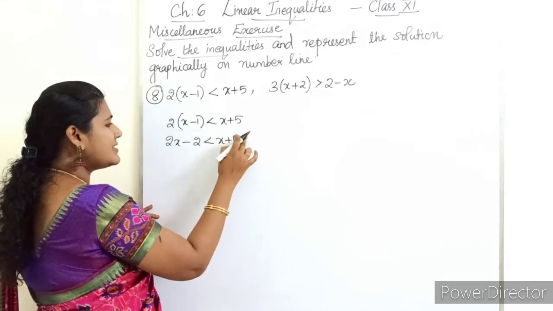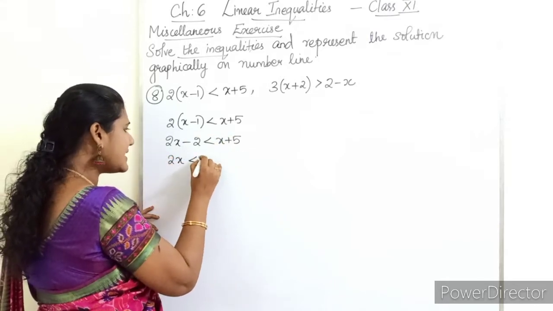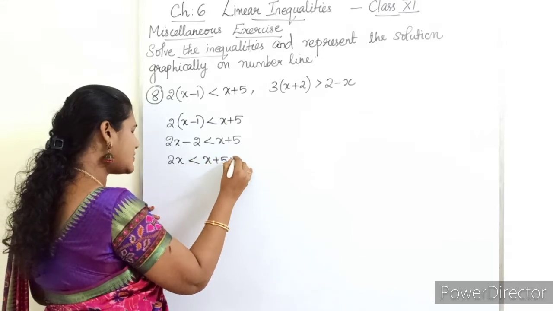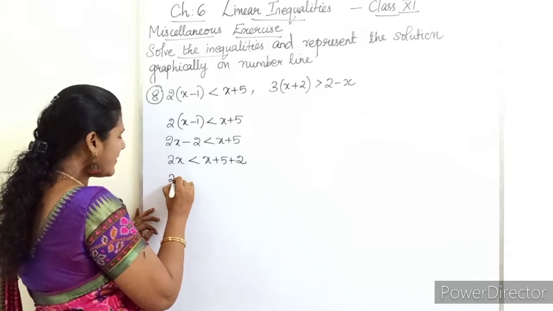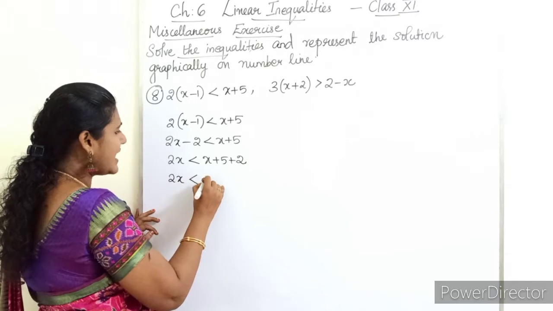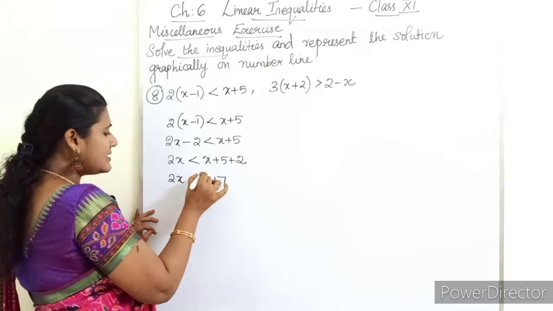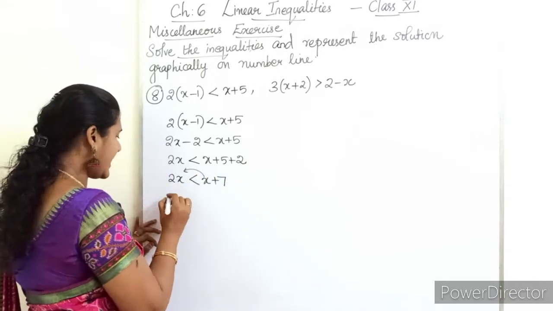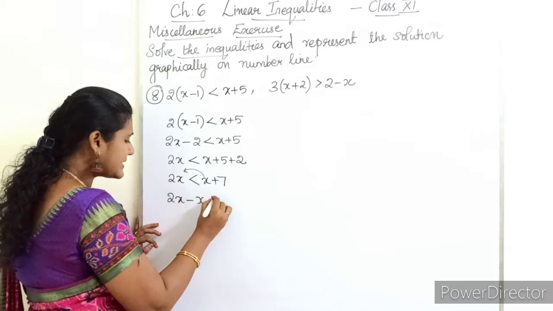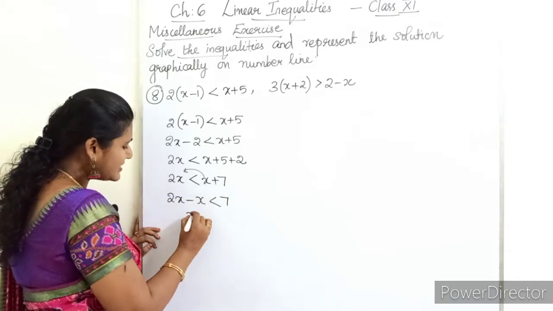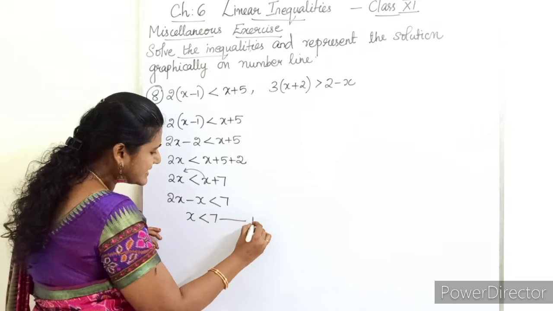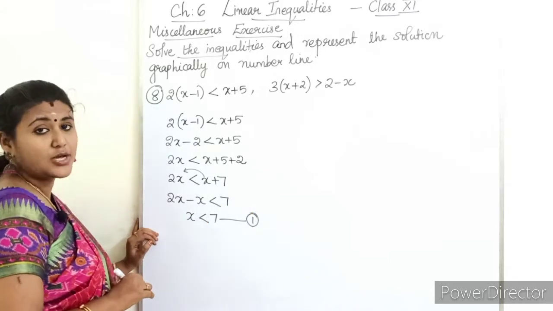We will take this minus 2 to this side. So 2x is less than x plus 5 plus 2. We will simplify, that is 2x is less than x plus 7. Again this x we will bring to the left side. So 2x minus x is less than 7. When you simplify you will get x less than 7. This is the first inequality.